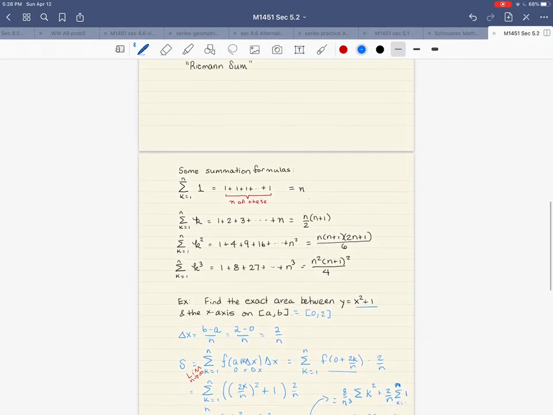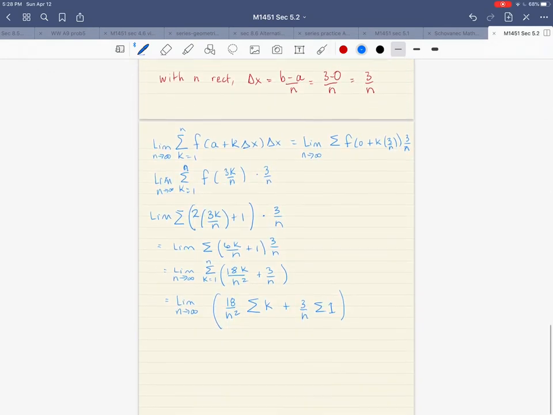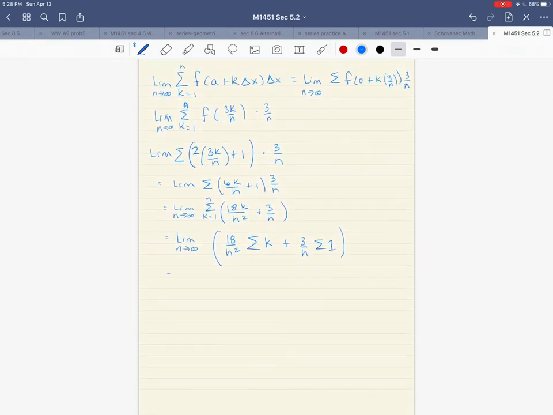The sum of k, from k equals 1 to n, is n over 2 times n plus 1. And the sum of 1, from k equals 1 to n, is n. So I'm going to fill that in. This one is n over 2 times n plus 1 times the 18 over n squared. Sum of 1 gives you n.